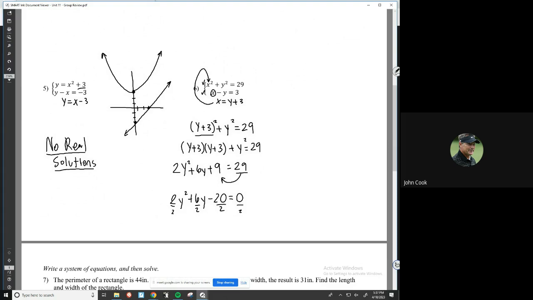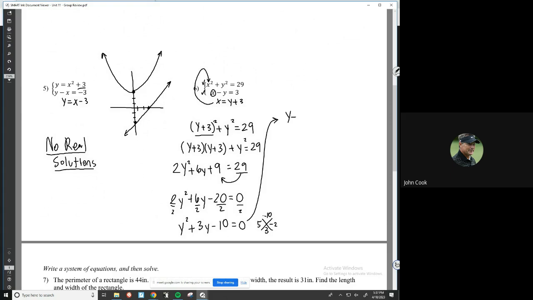And here's how I reduce it a little bit further. Y squared plus 3y, and then 20 divided by 2 is 10, so minus 10 equals 0. Oh boy, I like that because that quadratic I can probably factor. Let's see, I need to find numbers that multiply together to be negative 10 and add together to be the middle term 3. So that'd be a positive 5 and a negative 2. That does work out. So let's write it up in factored form.